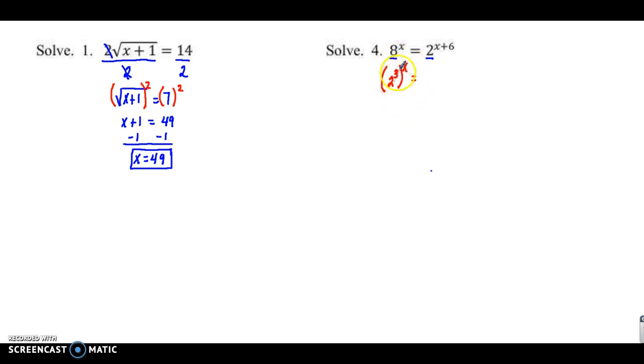And when I do that, 2 to the third, we know when we raise a power to a power, we can simply multiply those. So I really have 2 to the 3x, which is equal to 2 to the x plus 6. Once our bases are the same, then our exponents are equal to each other. So we know that 3x would be equal to x plus 6. Continue to solve, move your x over. When I move x over, I get 2x is equal to 6. When I divide by my 2, x is equal to 3.